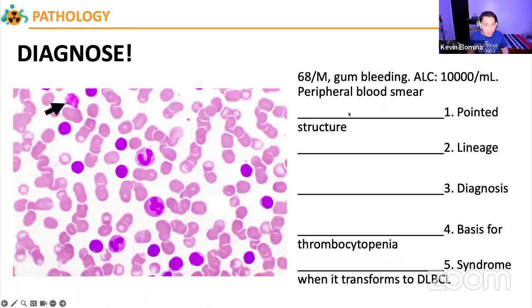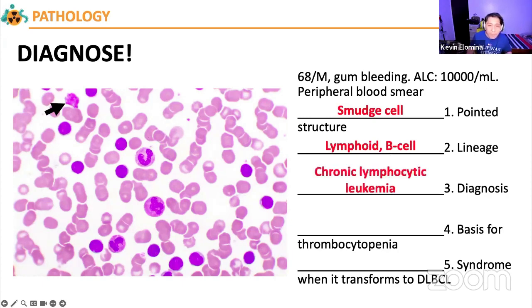Now, this one naman is an elderly male, no, an elderly male with a lot of lymphocytes in the peripheral blood smear. So, ano yung pointed structure? It's your smudge cell. And ano yung lineage? It's your lymphoid. So, these are your B cells, no? These are your tumor B cells. So, what's the diagnosis? Naabot niya yung 5,000 per ml na cutoff for your lymphocytes. So that is your chronic lymphocytic leukemia.